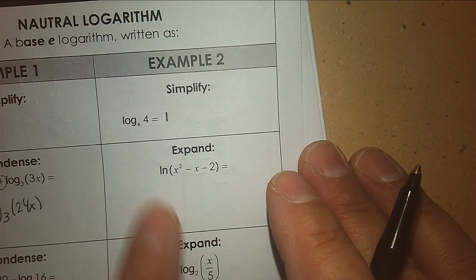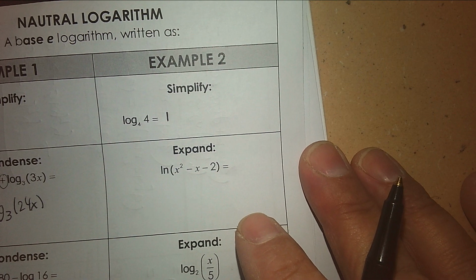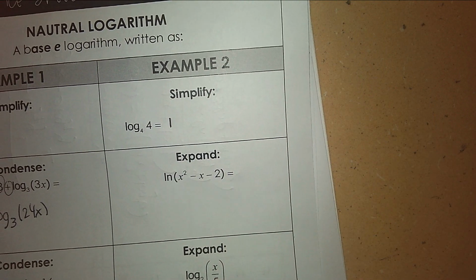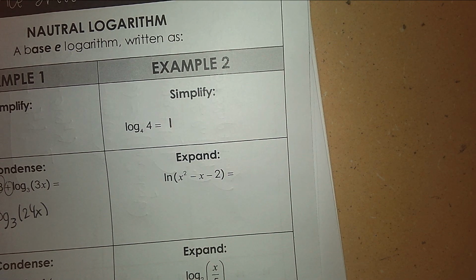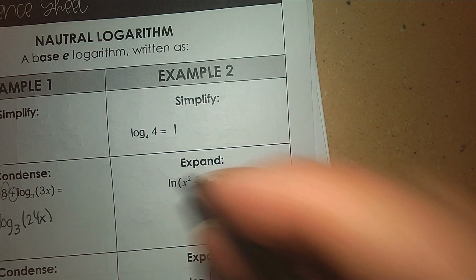How about the other direction? How can I expand this? Well, do you remember when I said that when you're adding or subtracting inside the logarithm, you're stuck. There's no property inside that allows you to do this. But what can we do to make a product inside? Factor. What can I do to factor this?